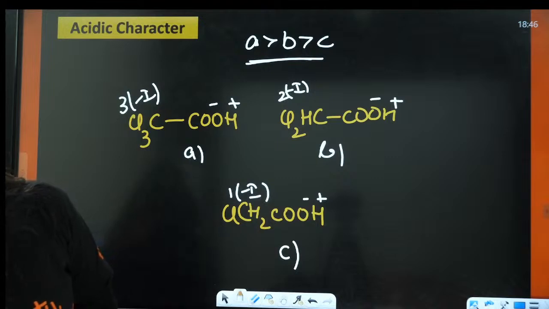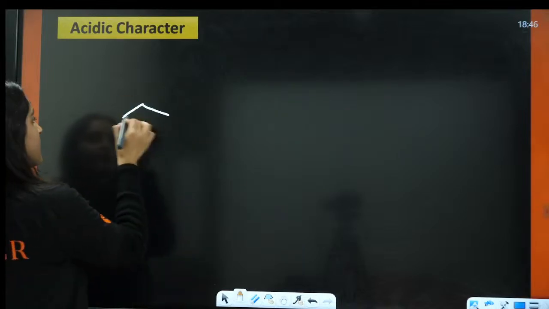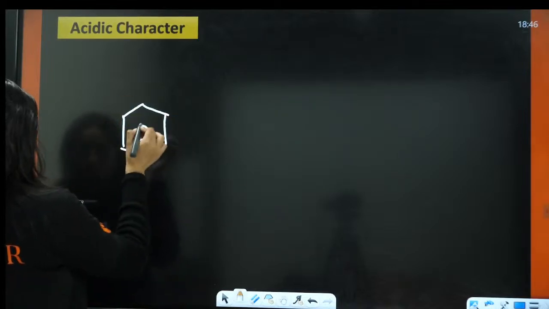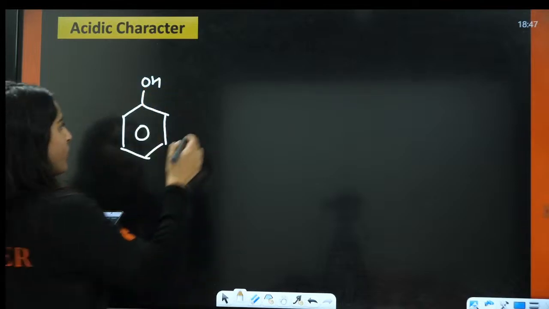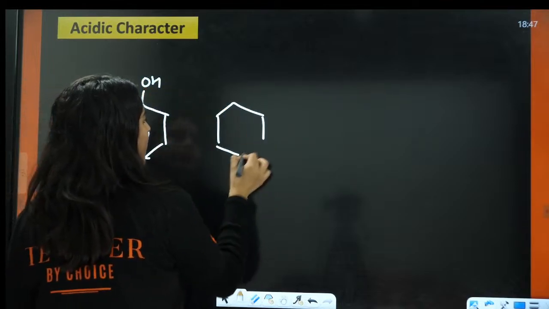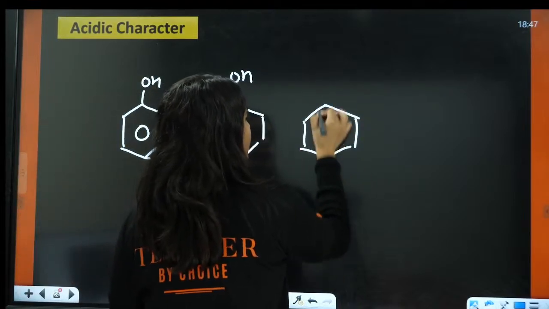Clear to everyone? Right? Okay. So now next, let us see the next question. First, you have this phenol group. You have phenol.